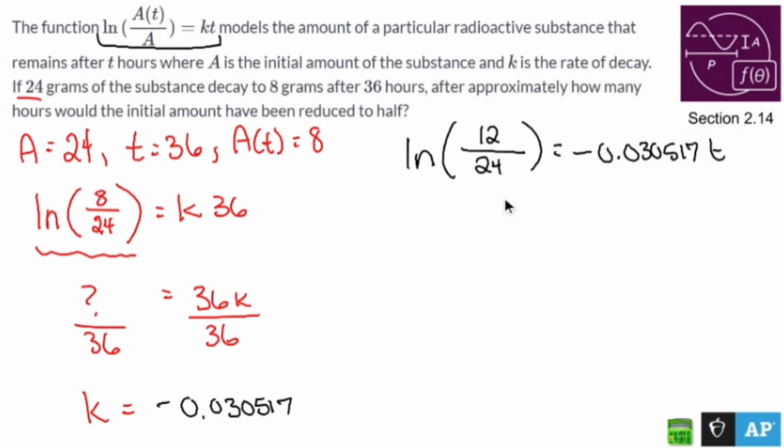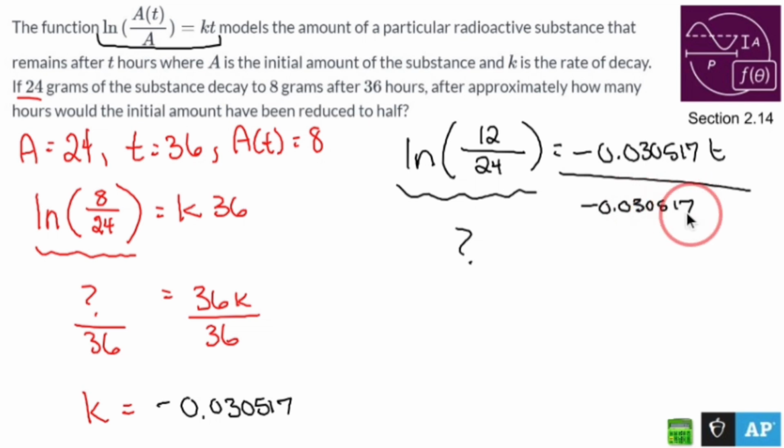So very similar to what I did over here. I'm going to type this into my calculator, and I'm going to get a gross number. Then I'm going to divide that gross number by another gross number, which is this right here. And when I divide that, I get a number which represents how much time it takes for this substance to get cut in half. So let's go away and do that again.